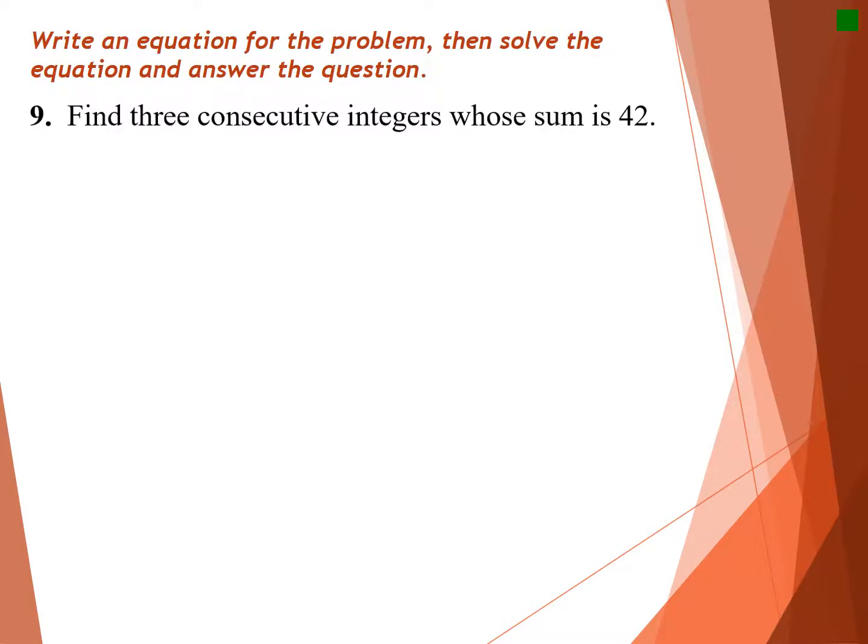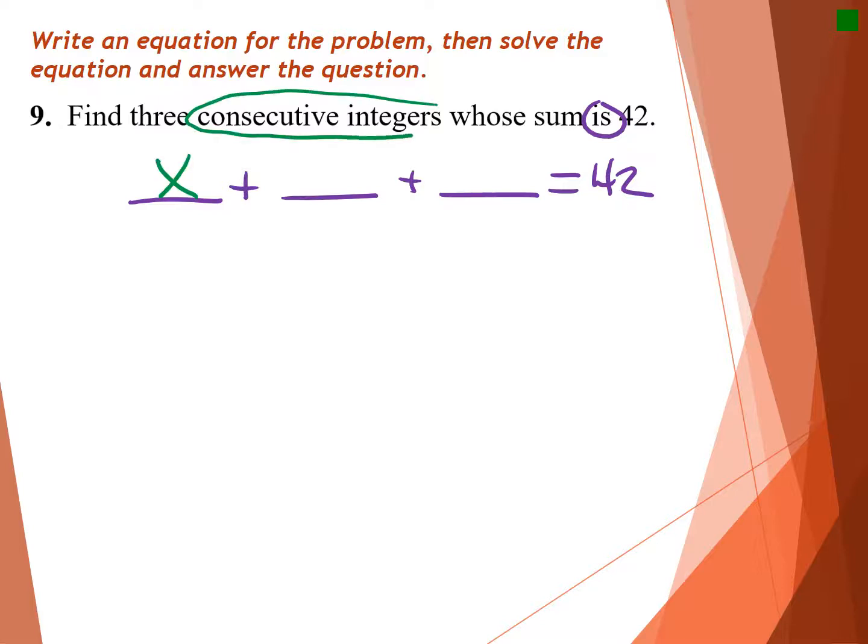So we're going to find 3 consecutive integers whose sum is 42. So sum means we're adding. And the "is" right there is our equals, and we want 42. Now, what did I tell you we always start with? We always start with x. So here's what you're looking for. It just says consecutive integers. It does not say odd.